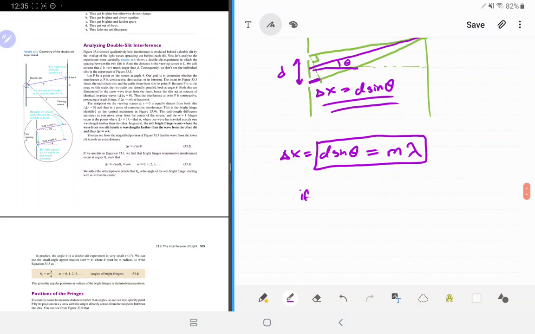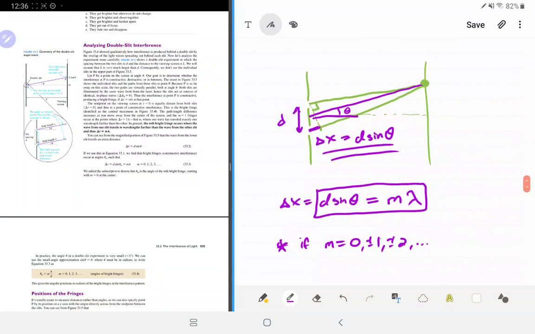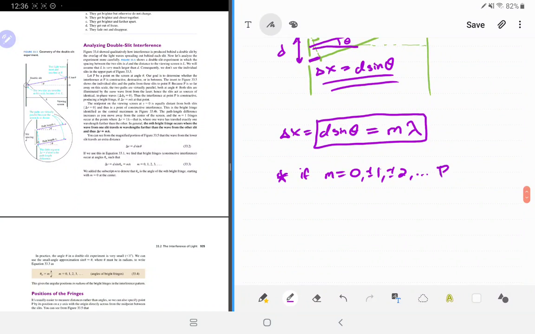I'm just repeating our statement about interference. If m is an integer, equal to 0, plus or minus 1, plus or minus 2, we get constructive interference. In the context of this double slit experiment, we get bright spots. These are the spots of maximal intensity because the two light waves add up constructively. If m is a half integer, plus or minus 1/2, plus or minus 3/2, etc., then we get dark spots, points of destructive interference.